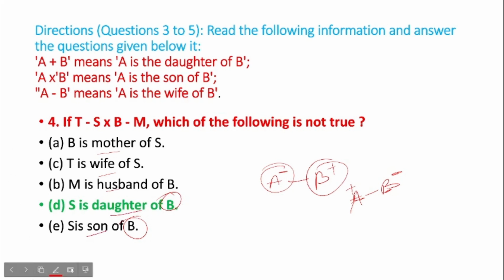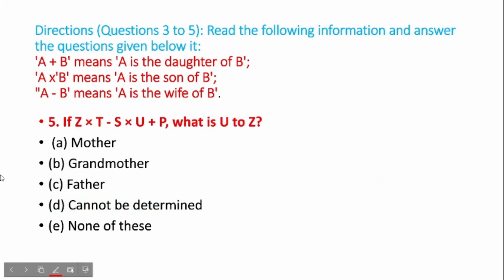Okay, so let's see the final question. This is also similar. So a relation between Z, T, S, U, P is given. What is U to Z? I mean Z.